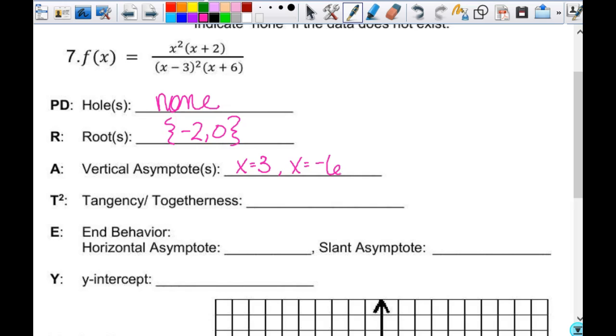If I'm going to say that x can't equal whatever, if it's a domain, then I can say x can't equal 5 or 6 or something like that. That's okay. But when it's an asymptote, I don't want you writing x equals 3, -6. Just think about it this way.